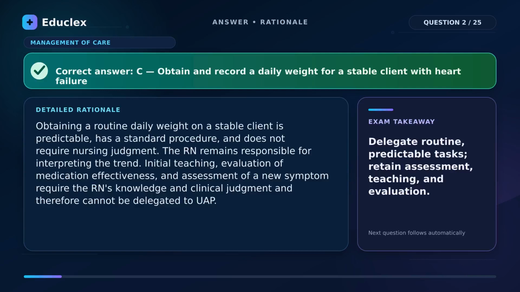Initial teaching, evaluation of medication effectiveness, and assessment of a new symptom require the RN's knowledge and clinical judgment, and therefore cannot be delegated to UAP. Exam takeaway. Delegate routine, predictable tasks, retain assessment, teaching, and evaluation.